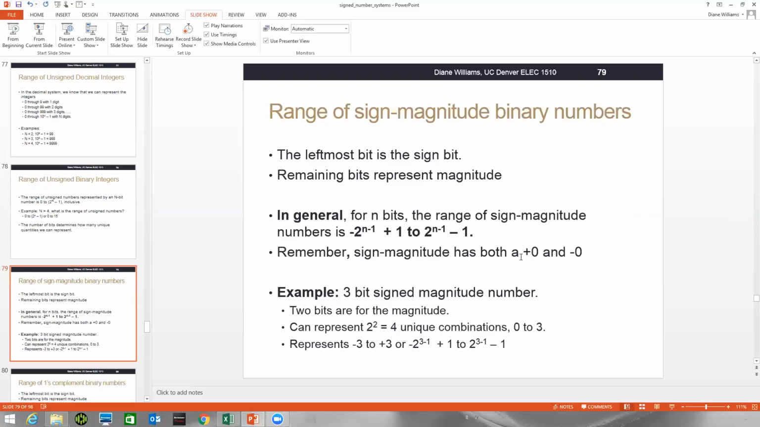So let's take a look at an example using this formula. Let's say we have a 3-bit number, in other words, little n is equal to 3. We've got 2 bits to use for the magnitude, so we can represent 4 unique combinations of the magnitude. 2 squared is 4, so 0 to 3.